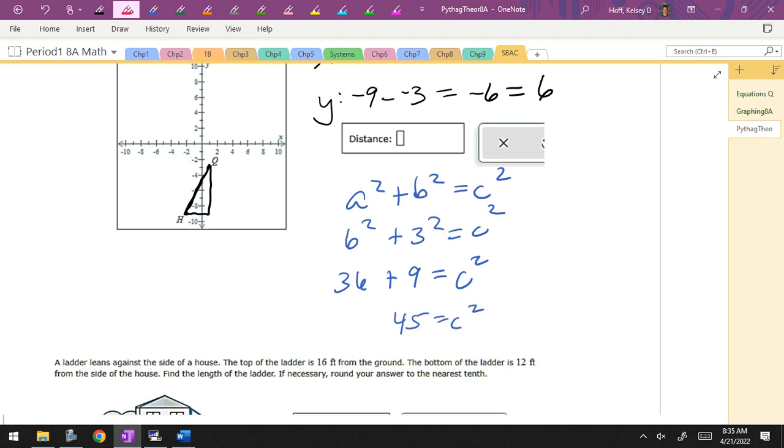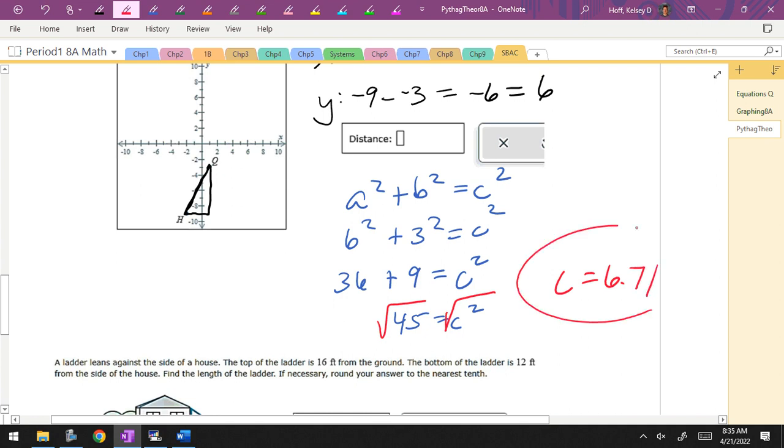Now what do I do? That is not your final answer. One more step. Allison? Square root. We got to take the square root, that check mark, right? That check mark. Now it says to round to the nearest hundredth, which is 2 numbers after the decimal point. So if you take the square root of 45, 6.71. Anybody else get 6.71? Yes.